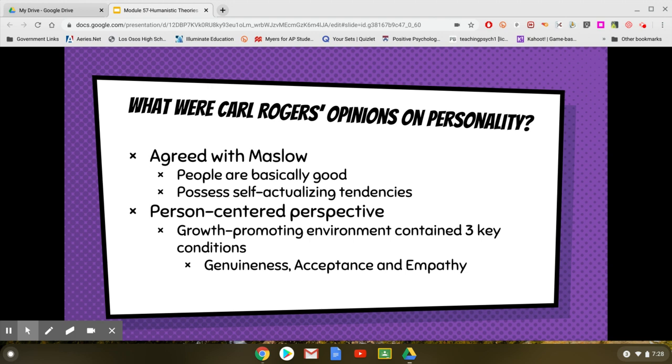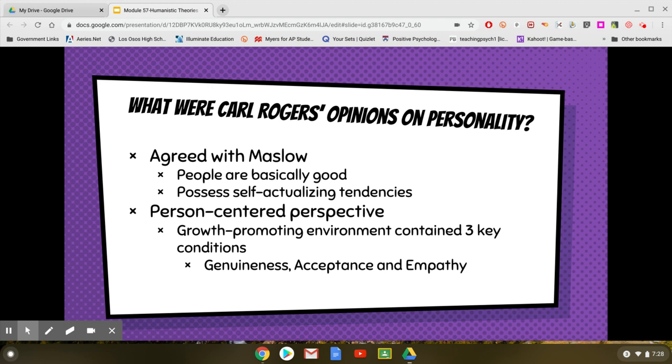And he said that in order for a person to kind of be that best version of themselves, they needed to be in a growth promoting environment that contained three key conditions. And this is a great thing to relate back to our mnemonic, looking at like a ring finger. And these three are genuineness, acceptance, and empathy. And what you'll see on the next slide is the analogy that he used was actually an oak tree.